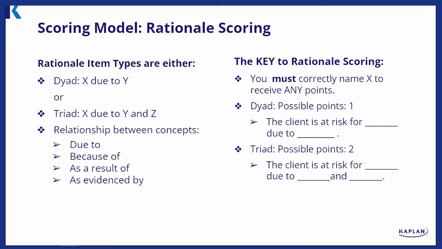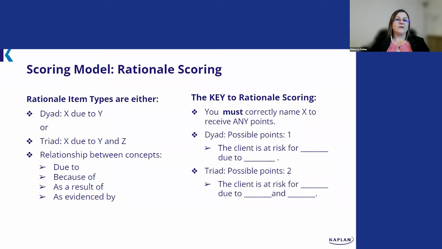For example, X is due to Y, or X is evidenced by Y and Z. The key to the rationale scoring model is understanding that you must correctly identify X, usually the condition, in order to receive any points for the item. For a dyad, so named because there are two blanks, if you correctly identify X, the total possible point is 1. In a triad, there are 3 blanks to complete. If you correctly identify X, then there are 2 possible points for the item. If you do not correctly identify X, then you receive no points, even if Y and Z are correct.